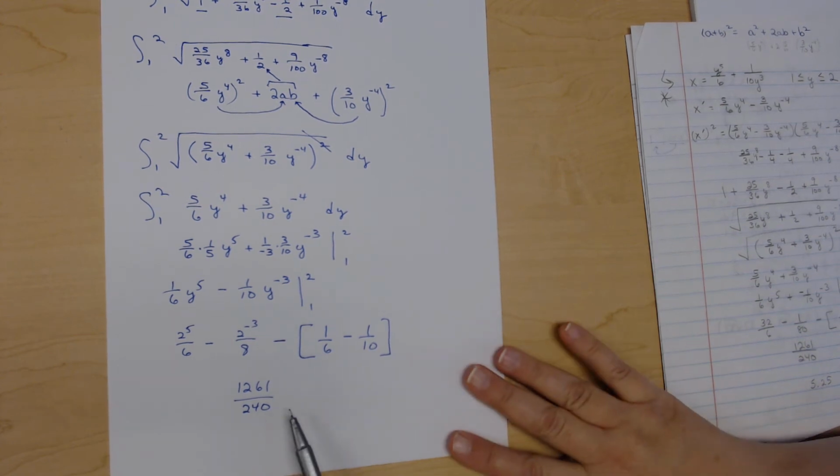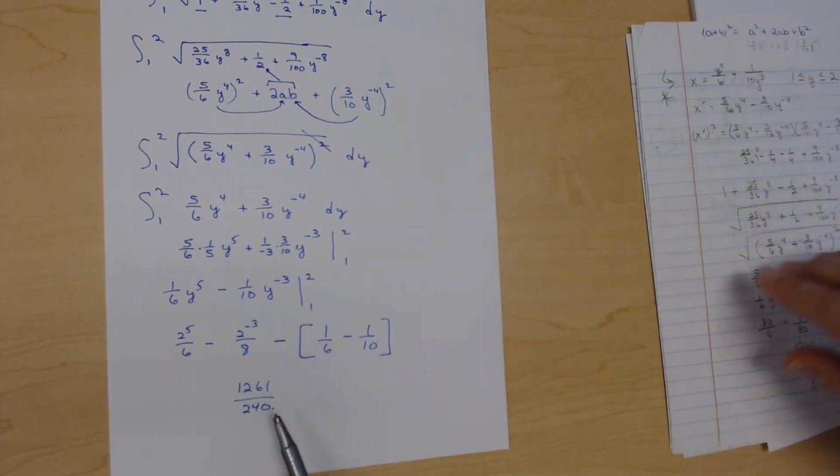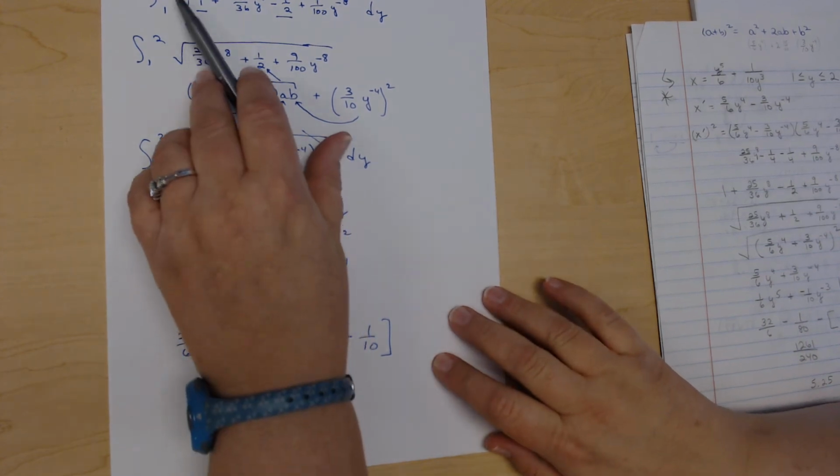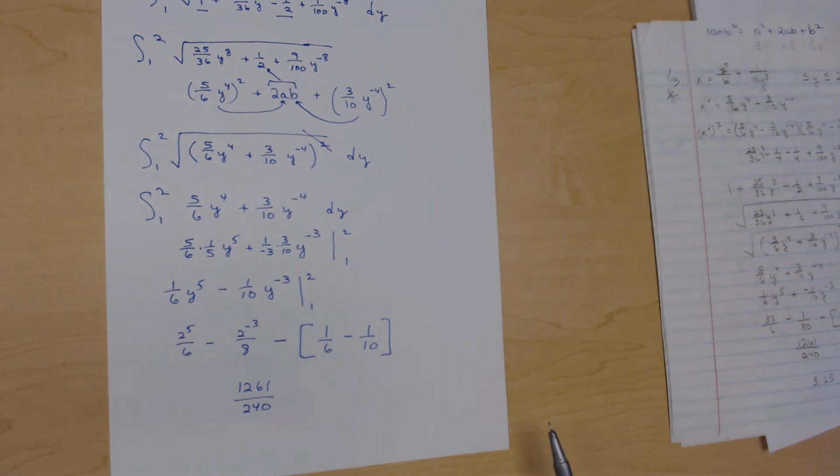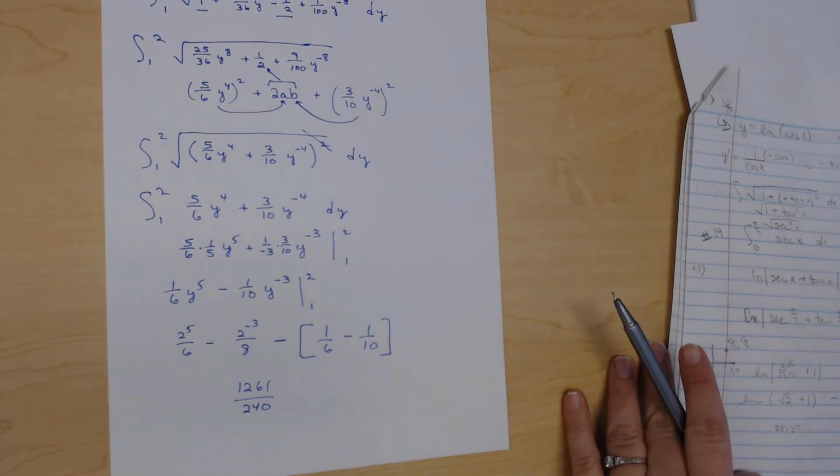Good. Okay, so what is that number? That's the length of the curve from 1 to 2. Okay, the length of the curve from 1 to 2.